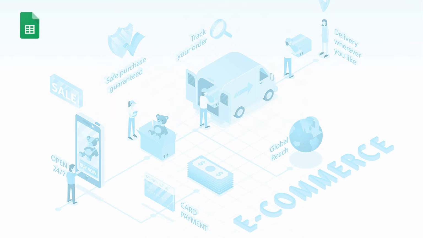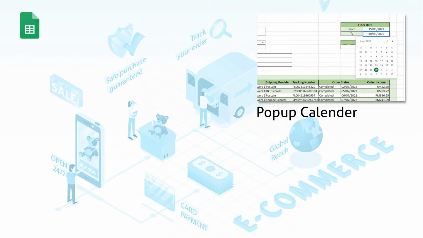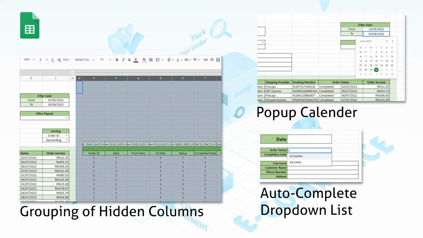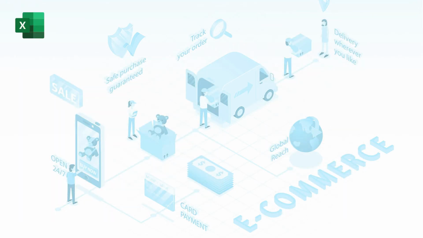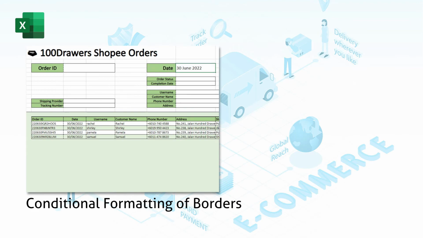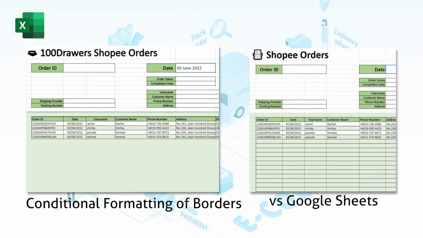Some other features that I like about Google Sheets are the pop-up calendar in date cells, the autocomplete drop-down list, and grouping of columns for easy hide and unhide. As for Microsoft Excel, the fact that we are able to conditionally format the cell borders is already a big win. This alone will make our spreadsheet look clean.